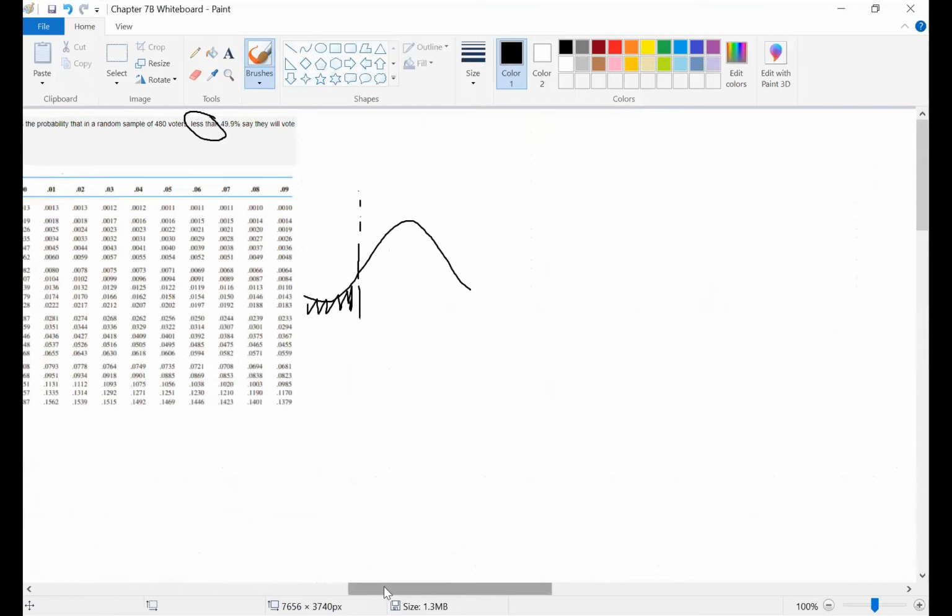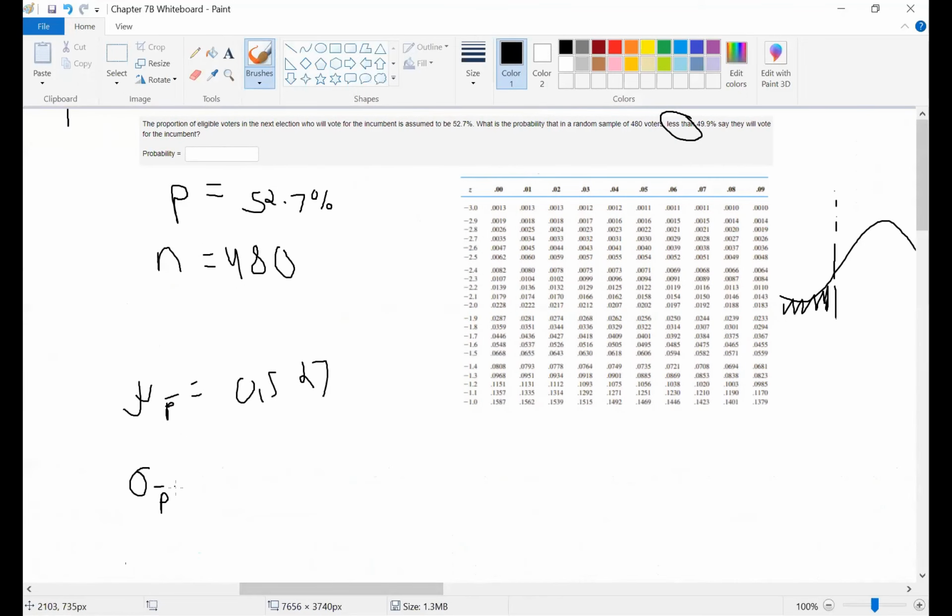So if we go back over here, this is equal to the square root. And notice you can put the square root into both the numerator and denominator. That's just an algebra rule. That's what I'm going to go with. So we have 0.527 times 1 minus 0.527 divided by the square root of our sample size, 480.